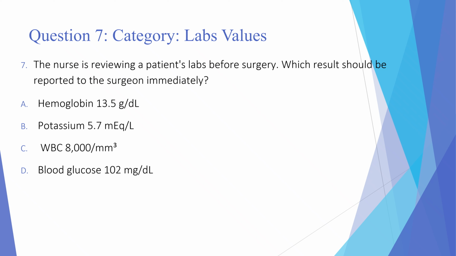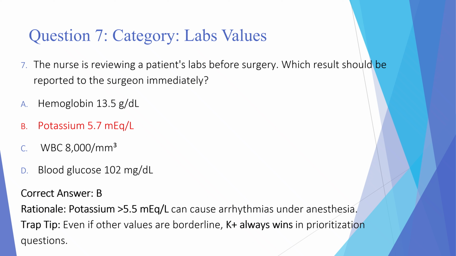Okay, so the correct answer is potassium. And why? Potassium higher than 5.5 can cause arrhythmias under anesthesia. So the trap tip: even if other values are borderline, potassium always wins in prioritization questions. Yeah, always potassium, because it's the heart, and if the heart shuts down, then it's problematic.